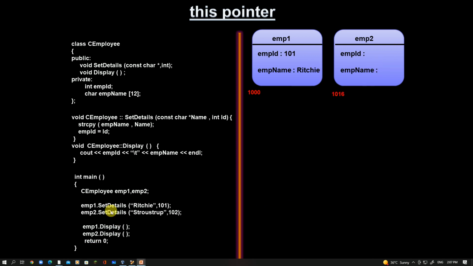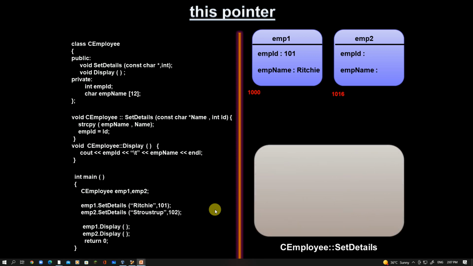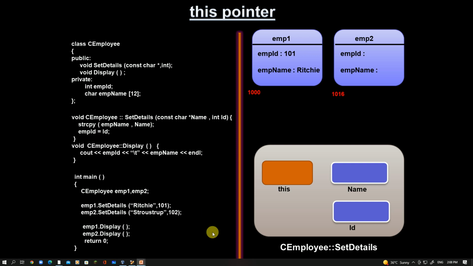Now again, for emp2 also we are doing the same thing: emp2 dot set details, Rose, 102. So again the same procedure. Again a stack frame will be created. Now this pointer will be created, the local variable name will be there, and ID will be there. But this time this pointer is holding the address of emp2, that is another object. So now when I say strcpy(emp name, name), the compiler will look for this pointer where it is pointing. It is pointing to the emp2 object.